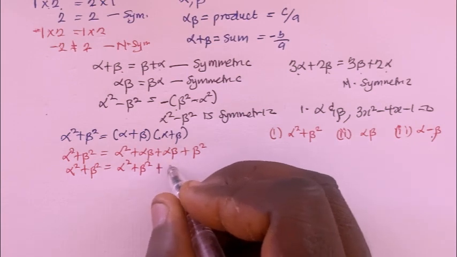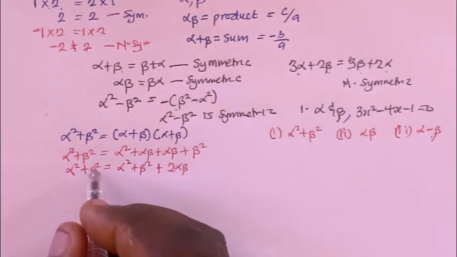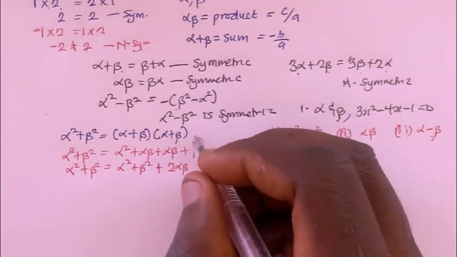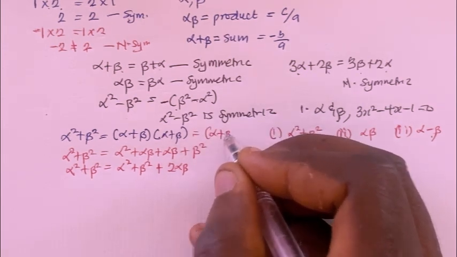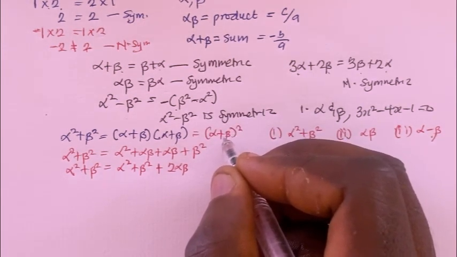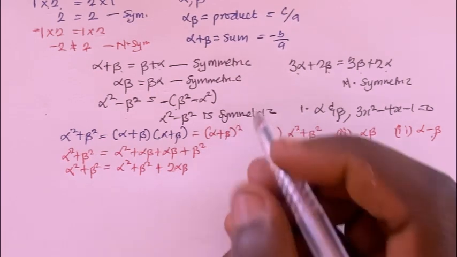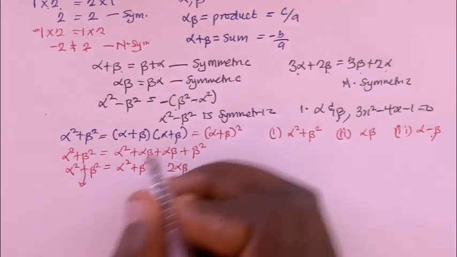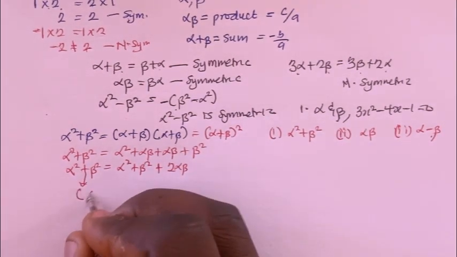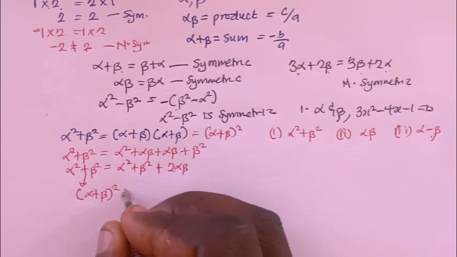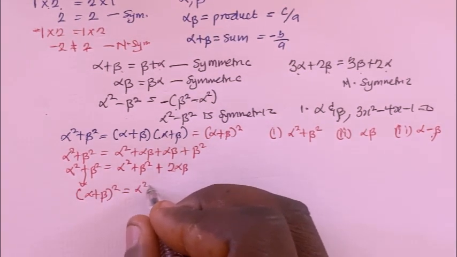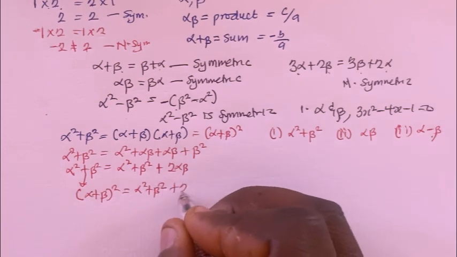Then plus, this is 2 alpha beta. Now everything here, this and this, is the same thing as writing alpha plus beta all squared. So now I'm going to bring this, which equals this. I'm going to have alpha plus beta all squared equals alpha squared plus beta squared plus 2 alpha beta.